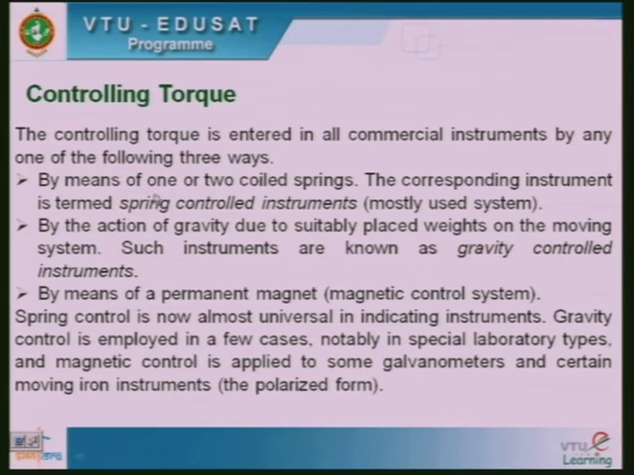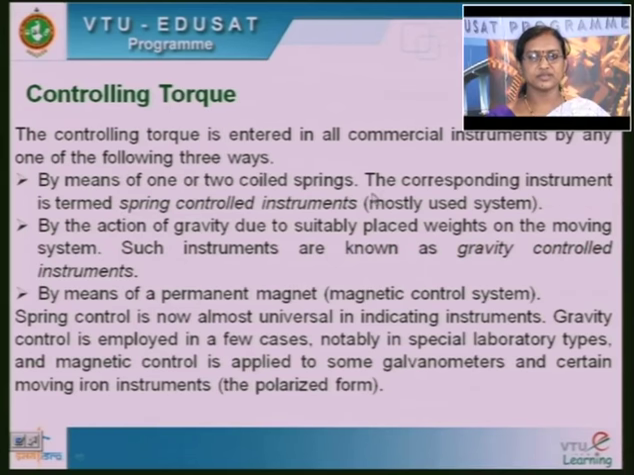One is by means of one or two coiled springs. The corresponding instrument is termed a spring controlled instrument. Then, by the action of gravity due to suitably placed weights on the moving system, such instruments are called gravity controlled instruments. Or by using a permanent magnet, these instruments are called magnetic control systems. Spring control is now almost universally used. Gravity control is employed in a few cases and special laboratory types, and magnetic control is applied in some galvanometers and certain moving iron instruments.